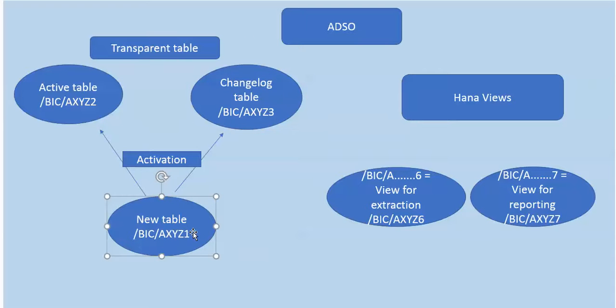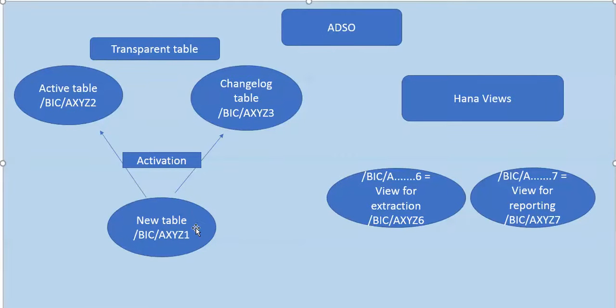So it's very easy. New table is 1, active table is 2, and changelog table is 3. Once any request comes for data loading, the request comes to the new table, and once you do the activation, the data will be deleted from the new table and posted in the active table.